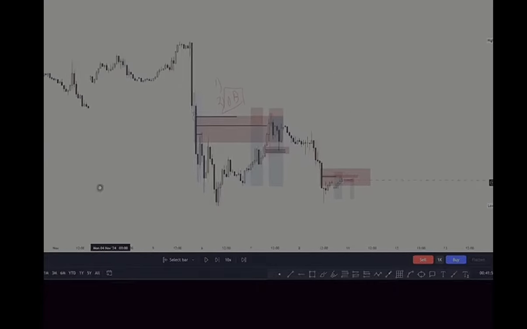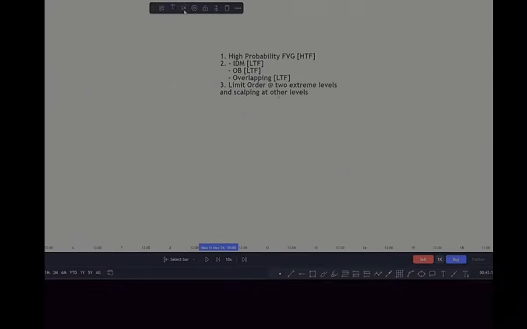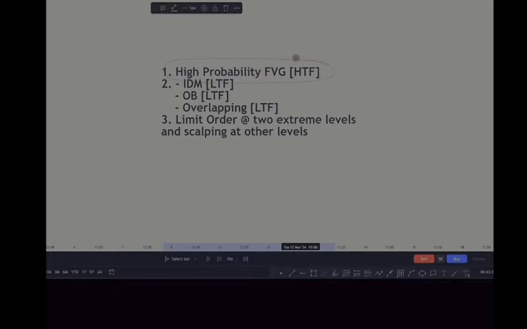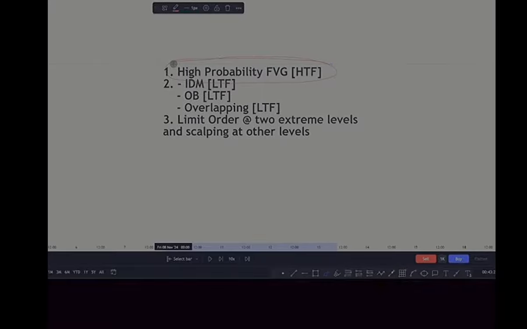Now, I think these are enough examples. Let's cover the trading plan, or in other words, let's just summarize what we were saying, because the whole thing is a trading plan here. So this is going to be the focus for today, right? First of all, we want to start with high probability fair value gaps. And we have different videos covering these high probability fair value gaps.